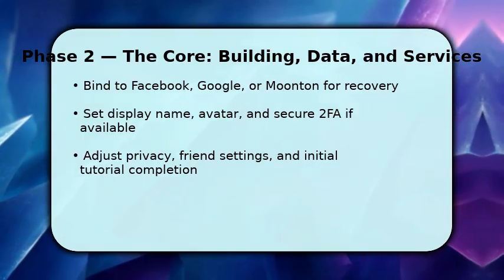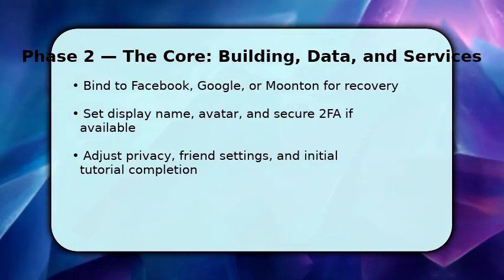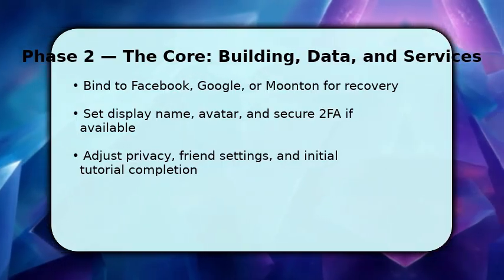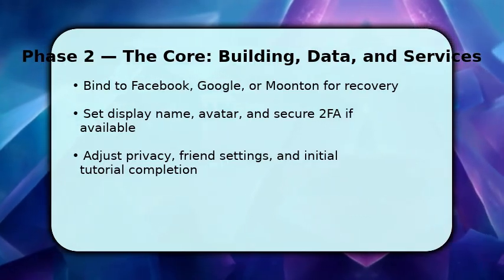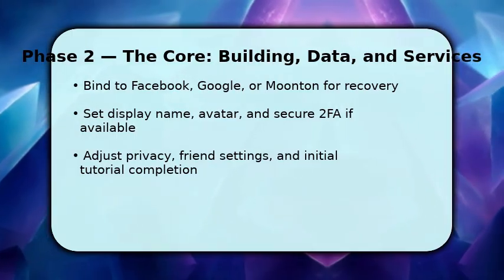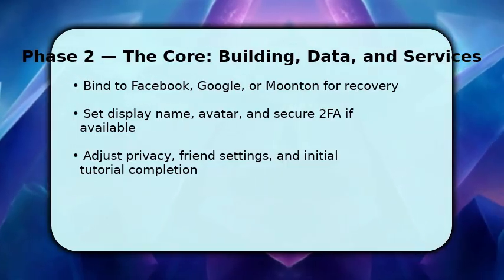Then personalize. Choose a display name and avatar that follow the rules and enable any available 2FA. This prevents unauthorized access. Next, complete the in-game tutorial, adjust privacy and friend settings, and grant only necessary permissions. Make sure to claim the new account rewards and link any promo codes. These steps protect progress and optimize matchmaking before you play ranked.